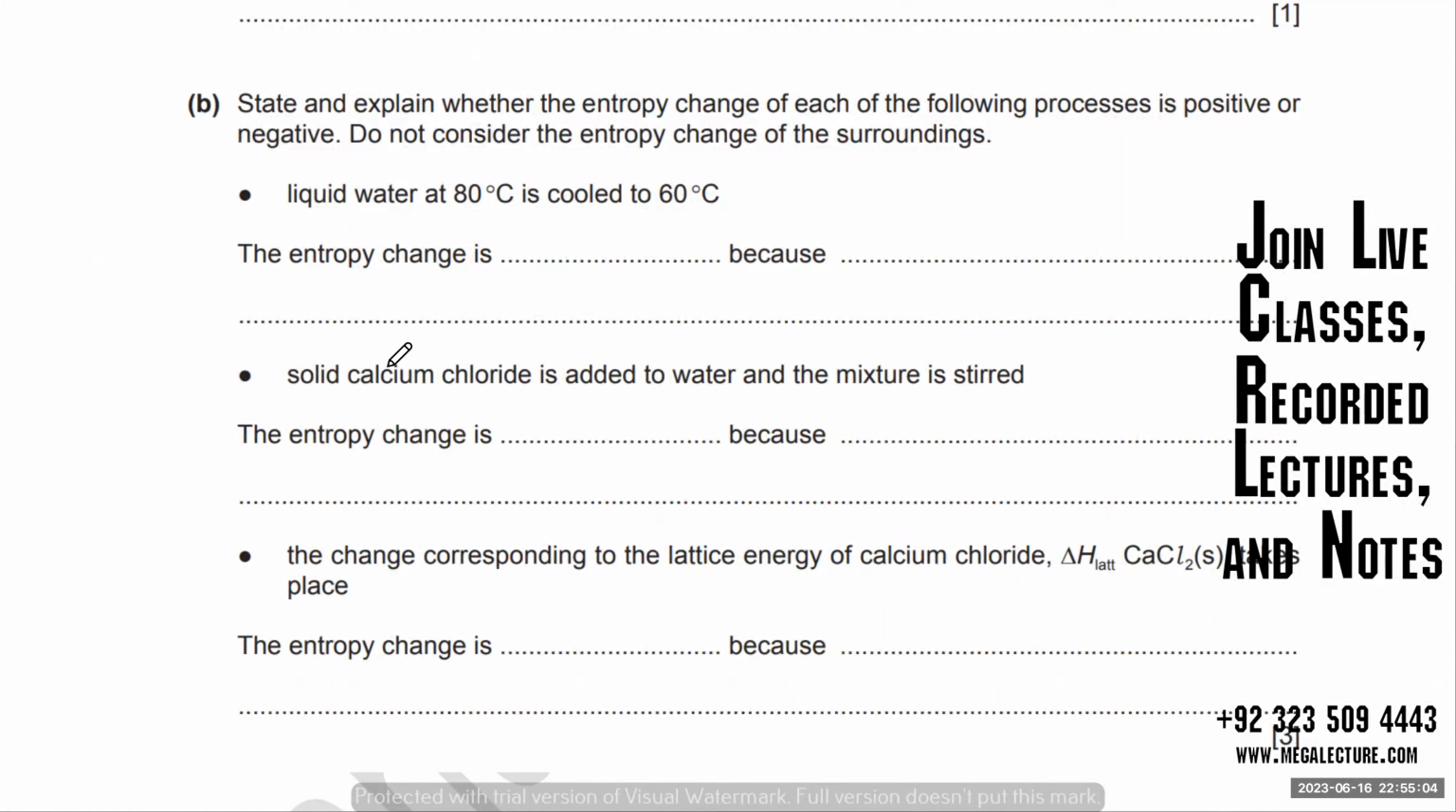Calcium chloride added to water, that's solid calcium chloride, and it's soluble. Positive. Okay, that's positive. And you've got lattice energy. What was lattice energy? Gaseous ions turning into an ionic lattice, right? Yep. So that's delta S is what? Negative. Okay, that's negative. So okay, let's continue tomorrow then, and we'll cover the mathematical part tomorrow.